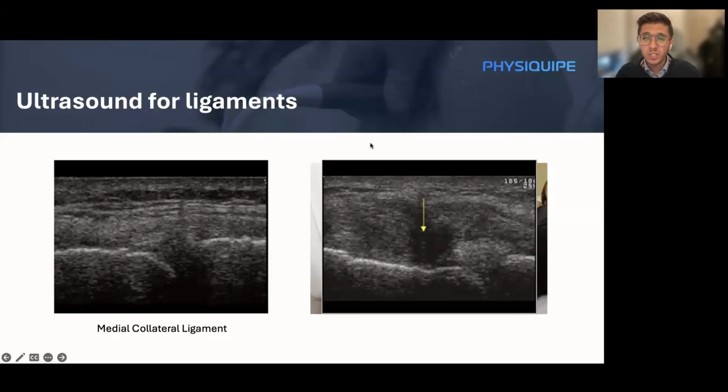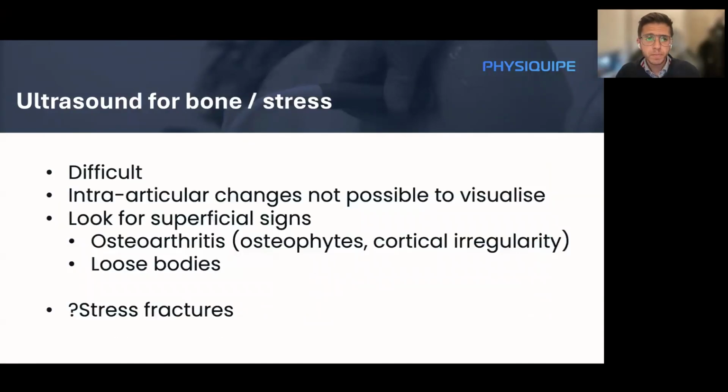Often it's a lot easier to see the superficial fibers of the MCL. Deep fibers of the MCL are a little bit harder to visualize, depending on the patient's body habitus and how thickened or prominent it is. But definitely for superficial MCL tears, it can be really helpful in dynamically assessing it.